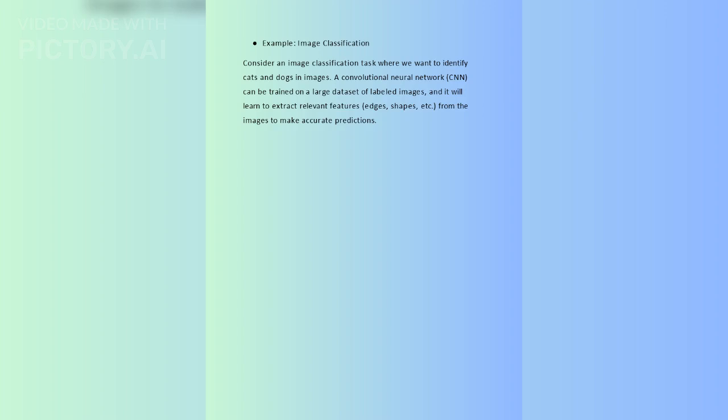Training an ANN involves feeding it a large dataset of examples and iteratively adjusting the weights and biases to minimize the error between the predicted output and the actual output. This process, known as backpropagation, updates the weights by propagating the error backward through the network.